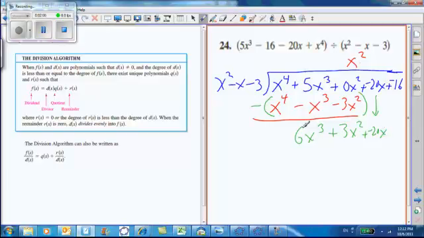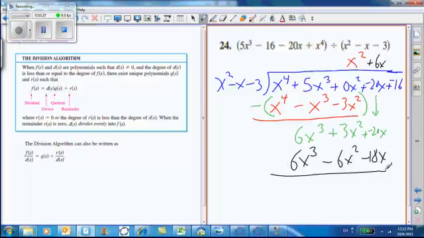And let's look for our next thing for the match here. Let's try this in black. How do we get x squared into 6x cubed? Well, we need a 6x. Notice how that lines up in this column with the x's. 6x times x squared is 6x cubed. 6x times minus x is minus 6x squared. 6x times minus 3 is minus 18x.